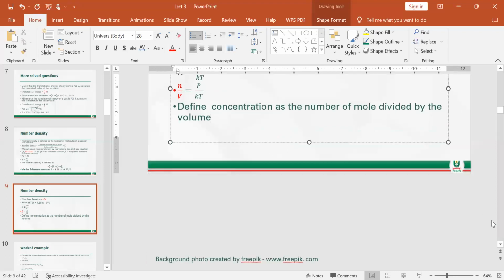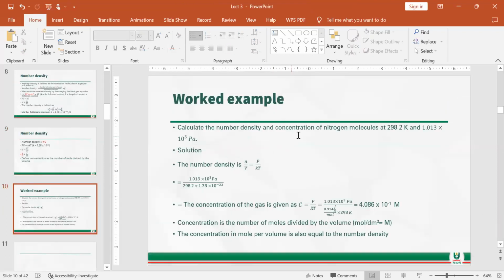So if you are given a formula here, calculate the number density and concentration of nitrogen molecule at 298.2 Kelvin and 10 into 3 Pascal. Pascal is the unit of pressure. Kelvin is what? That formula, number density is P over KT. So K is a constant, 1.38 times 10 raised to the power of minus 3. T is the temperature.